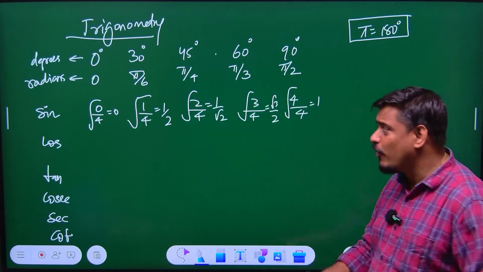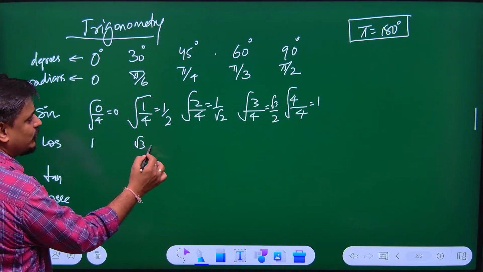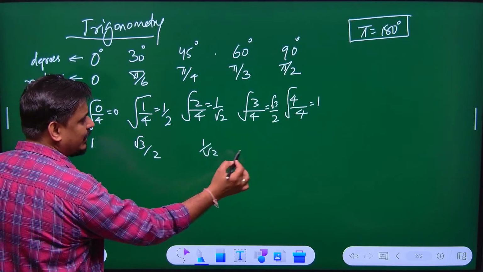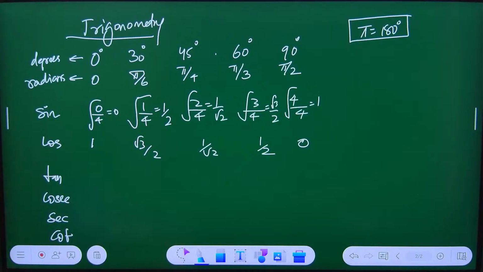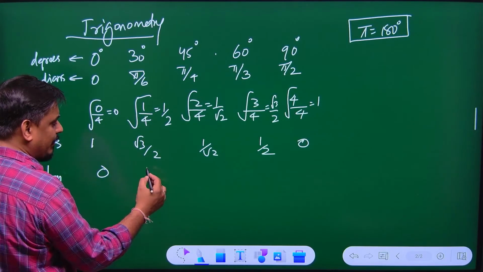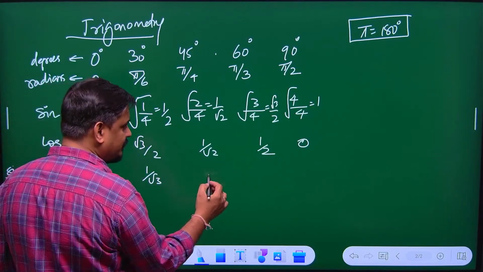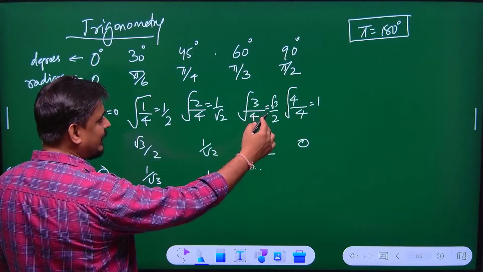And for cos, I will write in the opposite order. I will write from here 1, then root 3 by 2, then 1 by root 2, then 1 by 2 and then 0. Tan is what by what? Sine by cos. So sine by cos means 0 by 1, which remains 0. 1 by 2 by root 3 by 2 will become 1 by root 3. This will become 1. This will become root 3.